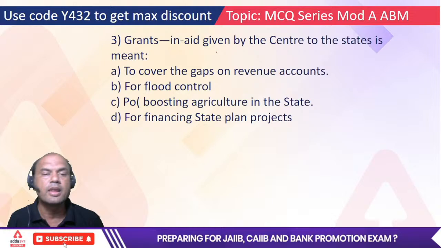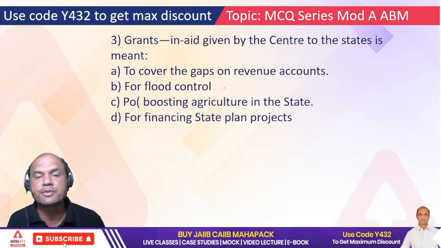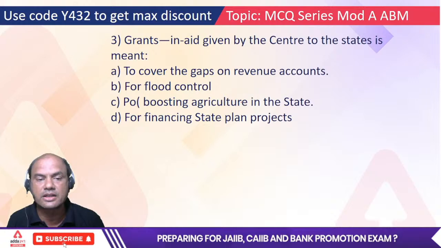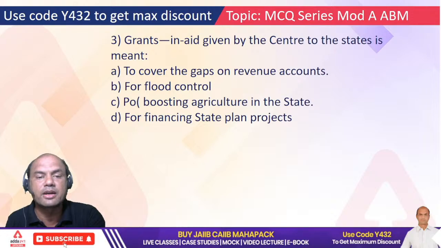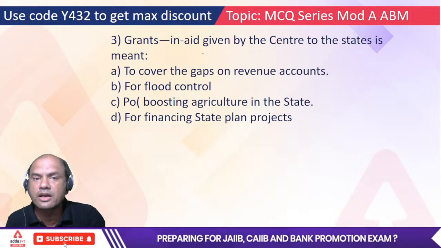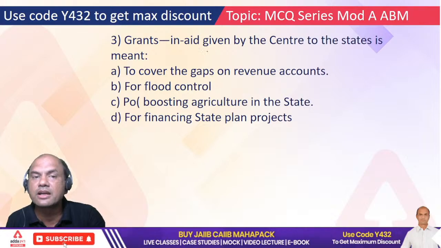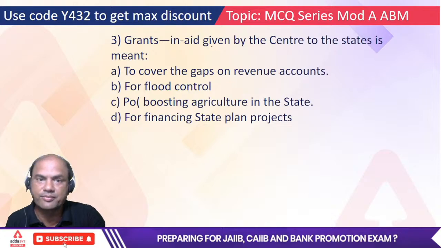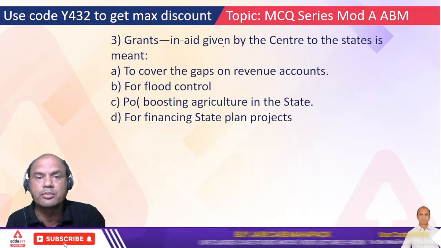Grants in aid given by the center to the state is meant to cover the gaps of the revenue account, for flood controls, for boosting agriculture in the state, for financing state plan projects. So what is it given for? Always remember, the government always gives grants to cover what? Have you seen my budget lecture? In that lecture, I had mentioned that grants given to state should be subtracted. Loans given to state government should be subtracted.